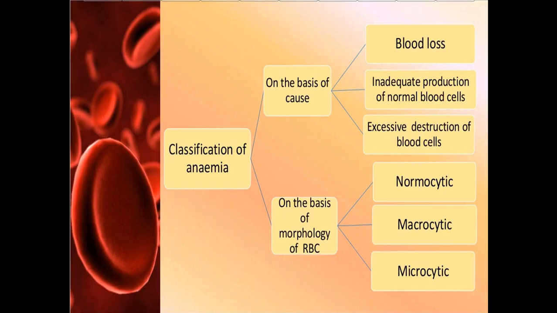Classification of anemia: first of all on the basis of cause, and second on the basis of morphology of RBCs. On the basis of cause, there is blood loss anemia, inadequate production of normal blood cells, and excessive destruction of blood cells. On the basis of morphology of RBCs, there are normocytic, macrocytic and microcytic anemias. Normocytic means normal size, macrocytic means larger size and microcytic means smaller size.